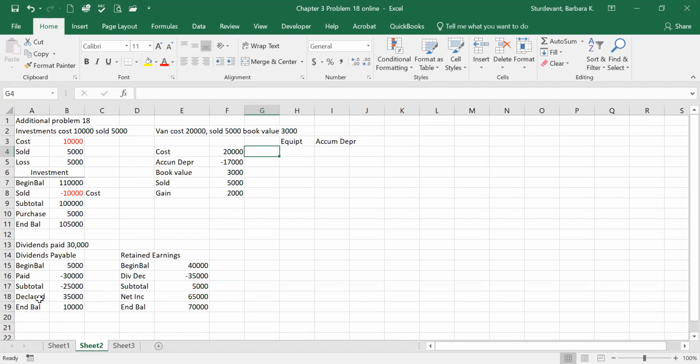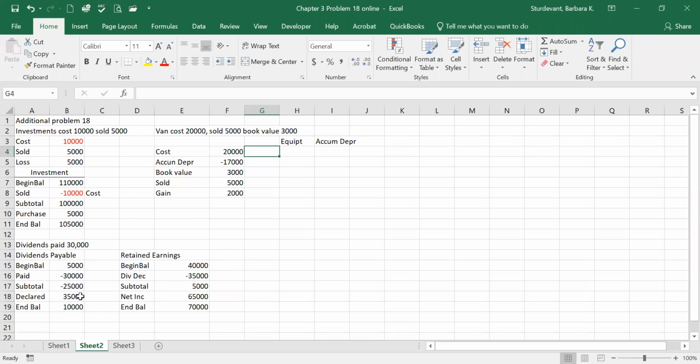And that's why we had to do these 2 accounts together. It increases dividends payable, but it decreases retained earnings. And so once I figured out what that dividends declared was, I go to retained earnings and I subtracted off my beginning balance. That gives me a subtotal of 5. The other thing that affects retained earnings is the net income. And the net income increases retained earnings. And so to go from 5 to 70, I have to add in 65. And so now we have our net income, which was not given to us.